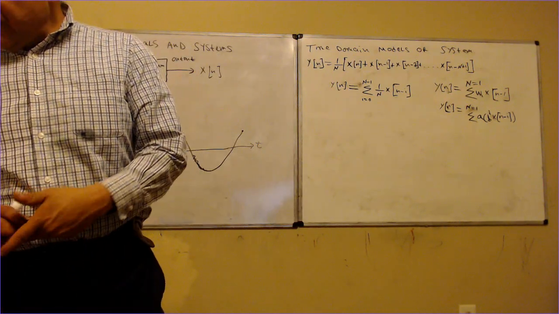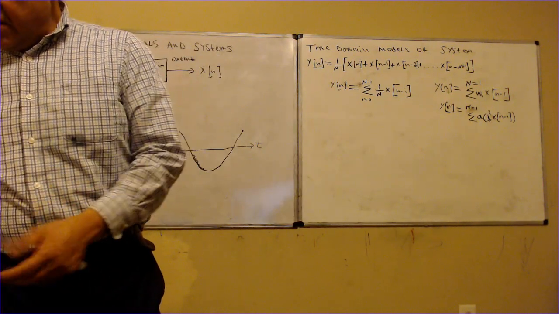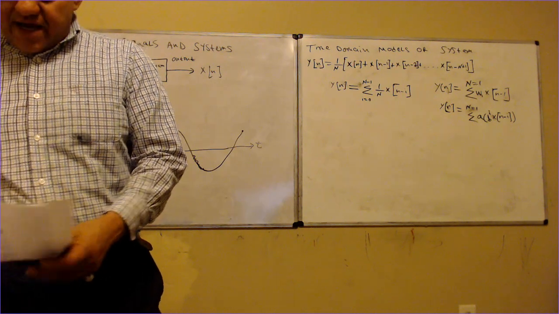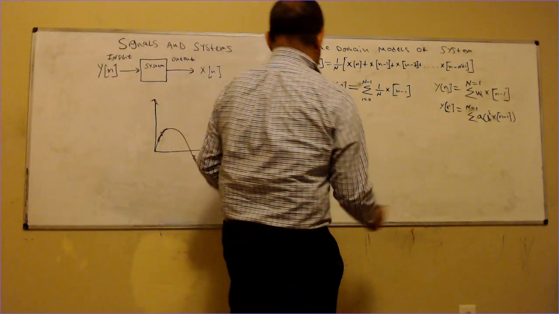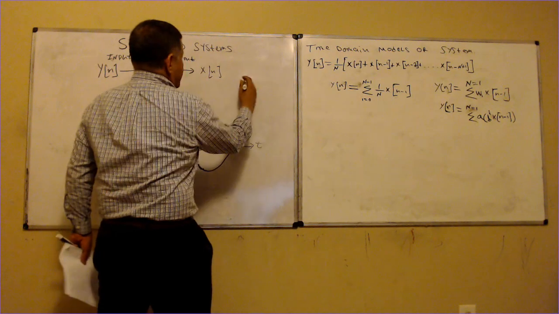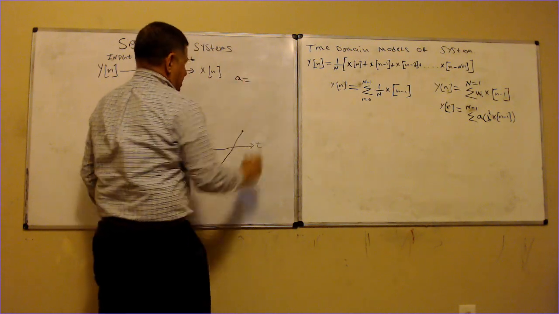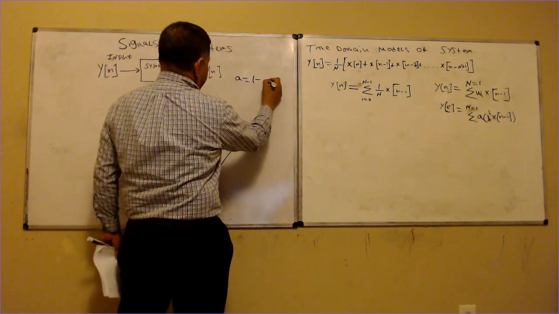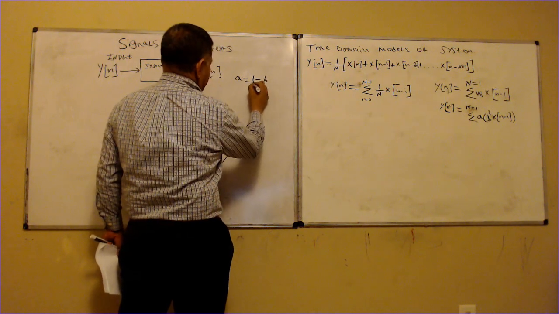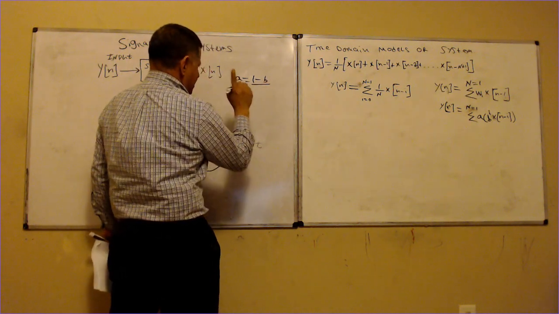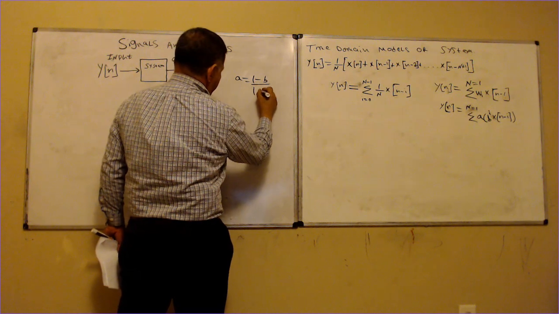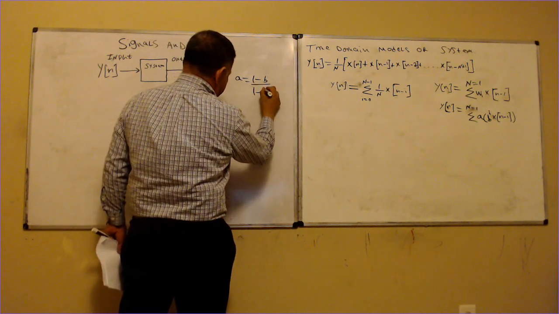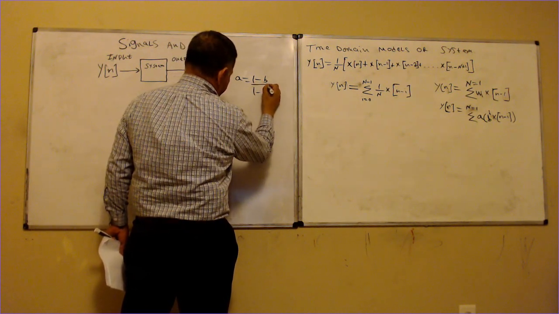So in order to analyze this, we need a formula for A, which is A equals 1 minus B over 1 minus B to the capital N.